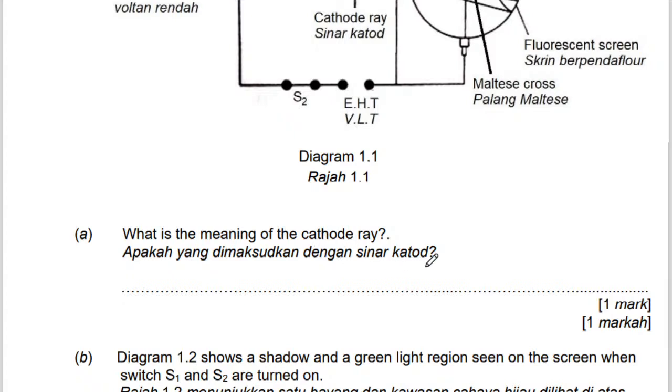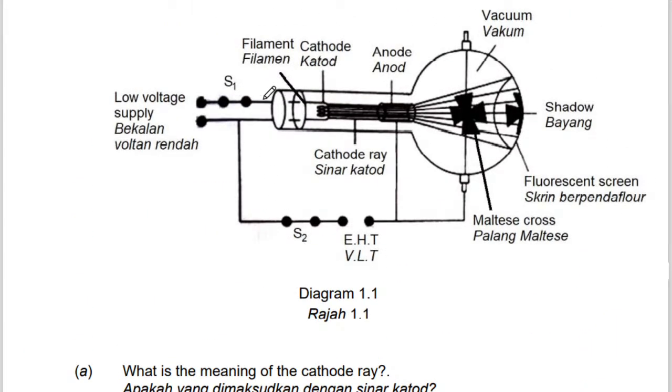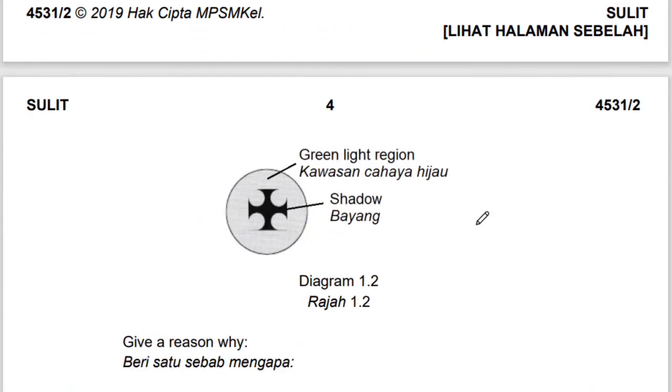So we move on to part B. Diagram 1.2 shows a shadow and a green light region seen on the screen when switch S1 and S2 are switched on. When S1 is switched on, you will only see yellow light. That is the normal light that moves in a straight line, so that's why you see the shadow. If you switch on S2, the shadow will still be at the same place and you can see green light.